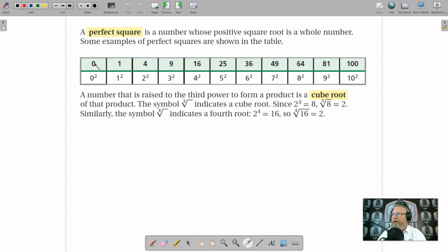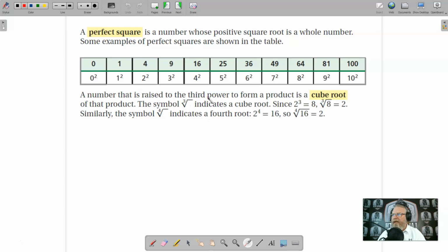For example, the square root of 0, well, that's 0. And the square root of 4 is 2. Square root of 25 is 5. You'll note that all of these, such as 64 with the square root of 8, their square roots are indeed non-decimal numbers that are positive, so therefore they are whole numbers, and for that reason they are called perfect squares.